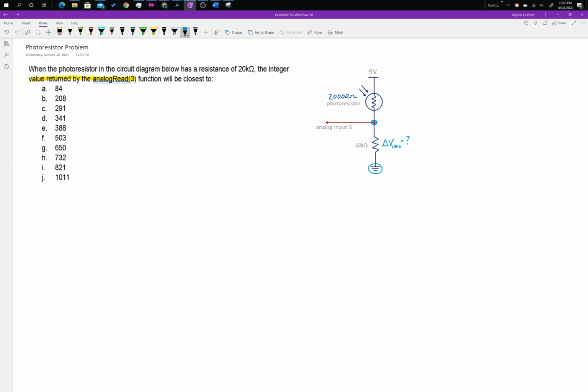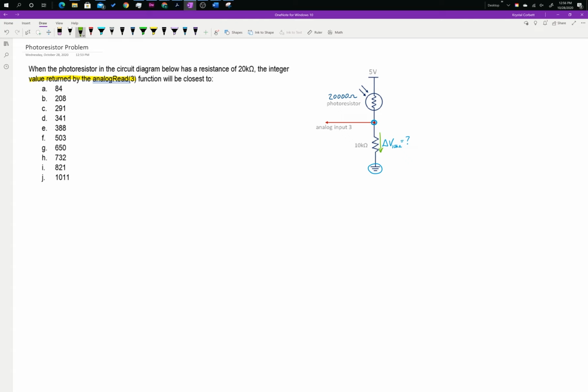Once we find the voltage drop across the 10 kilo ohm resistor, we can then find the value returned by analogRead(3). In order to find the voltage drop across the 10 kilo ohm resistor, we have to find the current that passes through that 10 kilo ohm resistor. Knowing that the photoresistor and the 10 kilo ohm resistor are in series with one another, we can say the current passing through the photoresistor and the 10 kilo ohm resistor is the same.